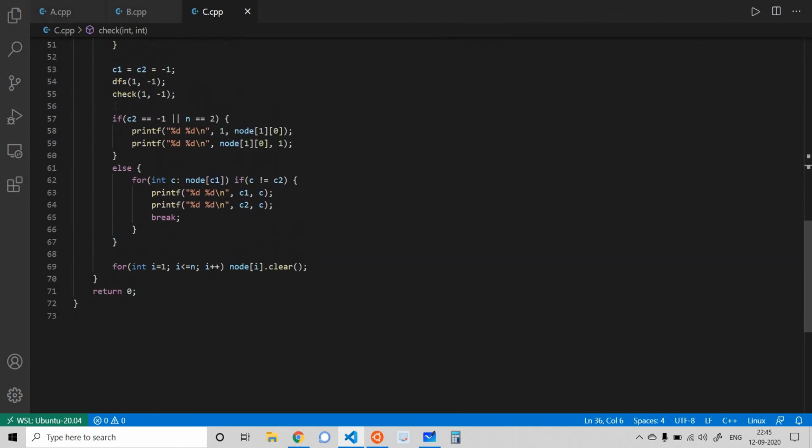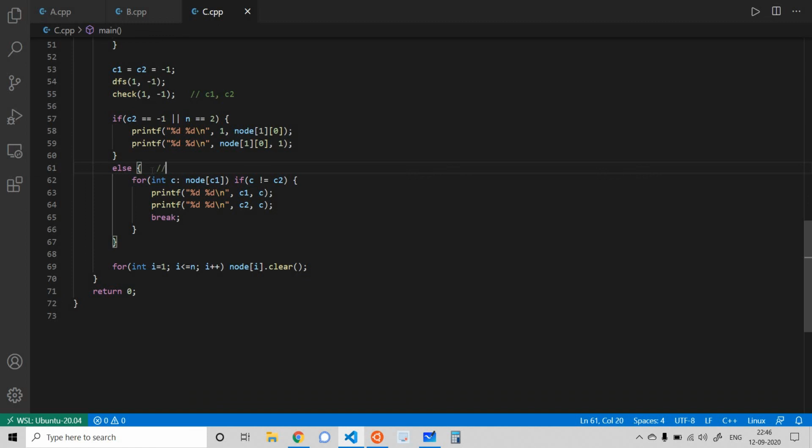So yes, after calling this check function, I found out my centroids. If I'm having only one centroid, it is stored at c1. Otherwise, if I'm having two centroids, they are stored in c1 and c2. If I see that c2 is equal to -1, it means I'm only having one centroid, and I do not need to do anything. I'm just performing deletion and addition of the same edge. I can pick any edge in this case.